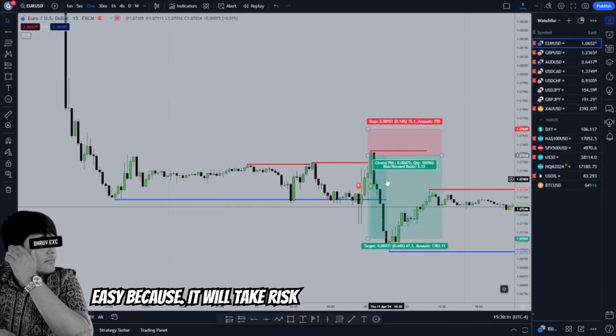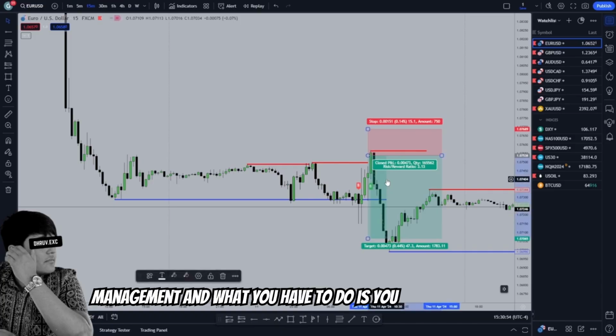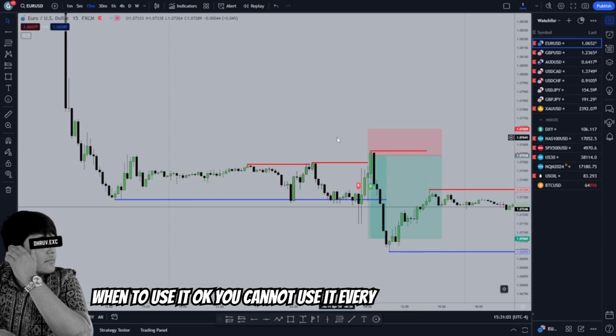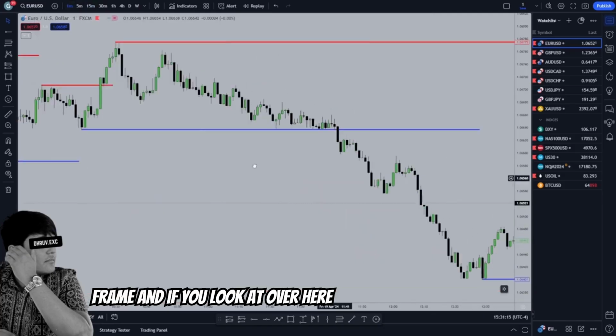It's not easy, because it requires risk management, and you have to find out the bias also. The main thing is when to use it. You cannot use it every day, but you can use it on multiple time frames. You can do it on the 1 minute time frame, the same thing which I showed you in this 15 minute time frame. If you go to the 1 minute time frame and look closely over here, wait, look.